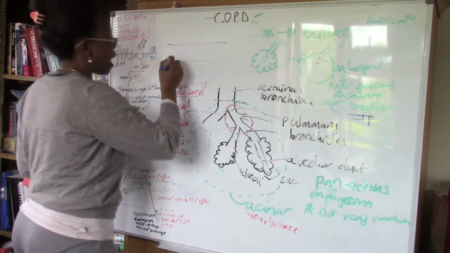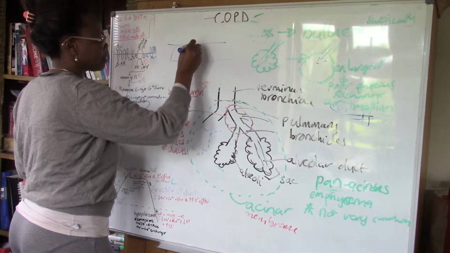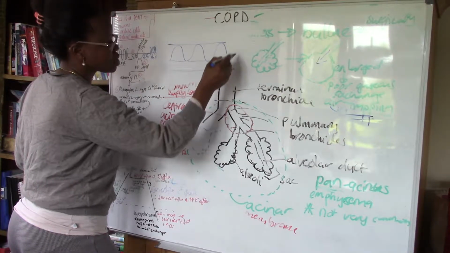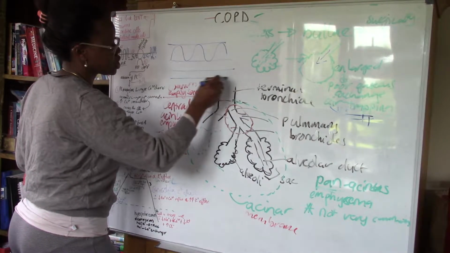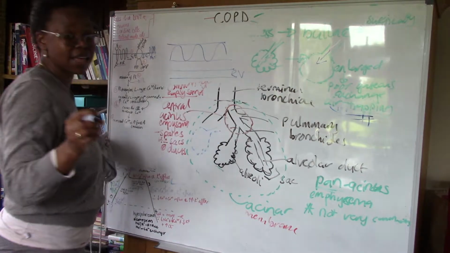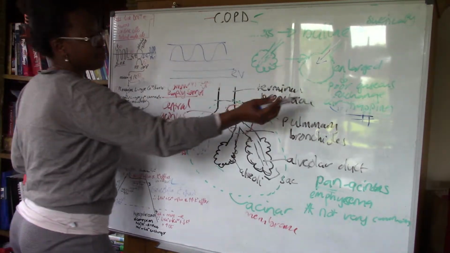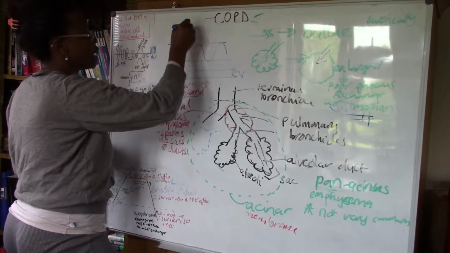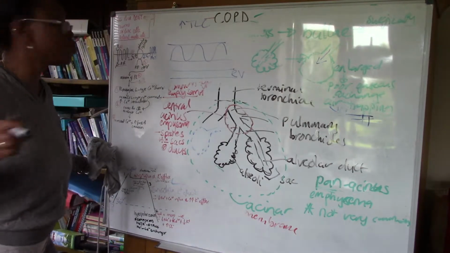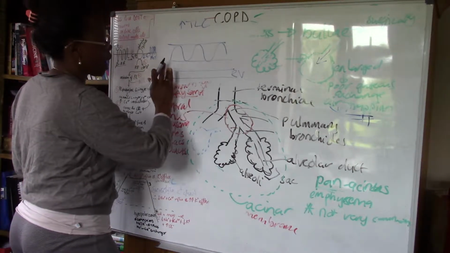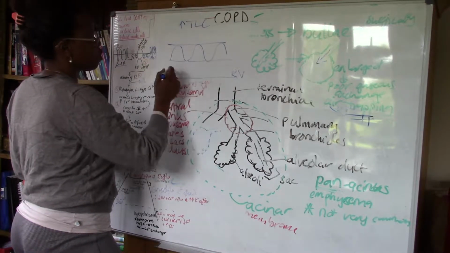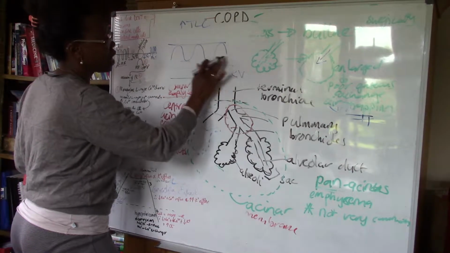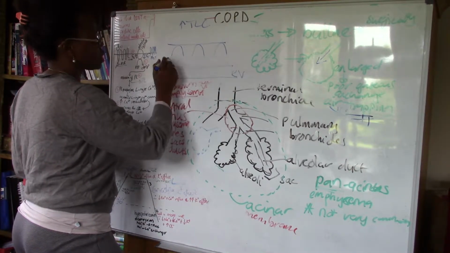As they trap air, if we remember, this is the tidal volume, this is the forced expiratory volume, and this is the residual volume which always remains in the lung. So these patients end up increasing their total lung capacity by retaining much more air, which means that the residual volume actually increases. And if the residual volume increases, the tidal volume will decrease.